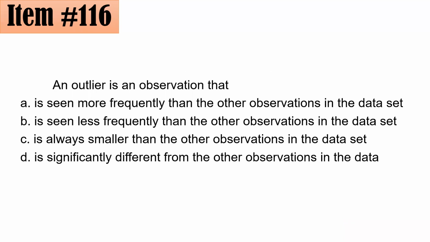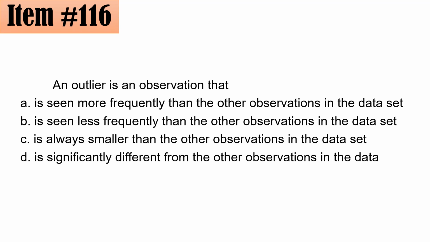An outlier is an observation that, okay, which, in your opinion, is it letter A, letter B, letter C, or letter D? Outlier in statistics. When we say outlier, maybe it's the liar person and you send them out. Out, you liar, joke. But it's not, ha.